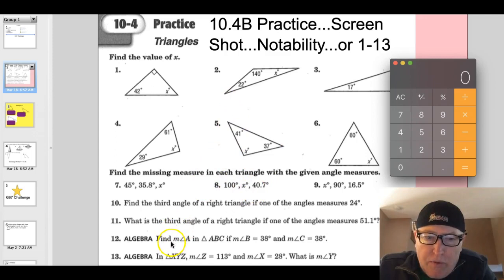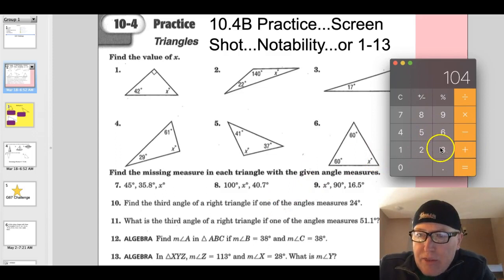So 12 is the most complicated, because they've got all kinds of symbols in here. All it's saying is that they want you to find the measure of angle A in triangle ABC if angle B is 38 degrees and angle C is 38 degrees. So it's the same thing. We're still going to start off with 180 degrees in a triangle. We're going to subtract the 38 for angle B, and then we'll subtract the 38 for angle C, and we have 104 degrees. If you want to check it, you can add the 38 back in and add the 38 back in again. You get 180. So it's the same thing.